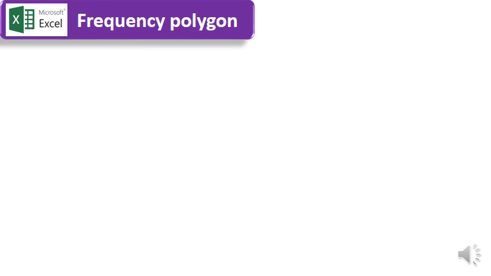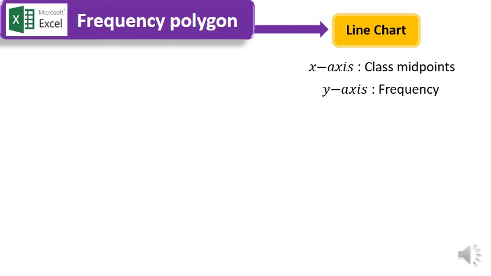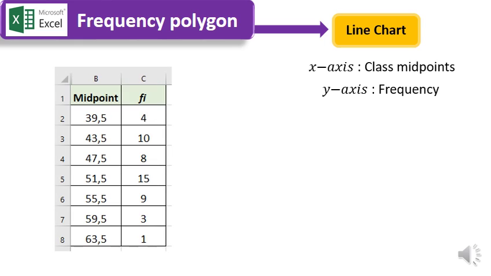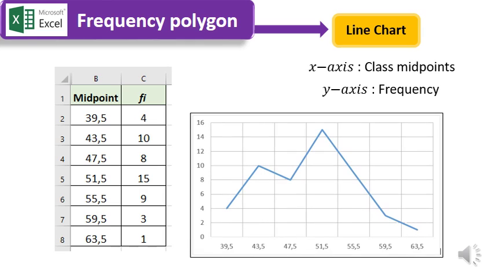Our frequency polygon, simply a line chart. On its x-axis it's got the class midpoints. On its y-axis the frequencies. So the frequencies on the y-axis, that's just like the histogram we've done. It's the x-axis that's being plotted there that's different. So we have all our information, the midpoints, the frequencies, and we plot our line chart, and that's what it looked like. We do have a problem.